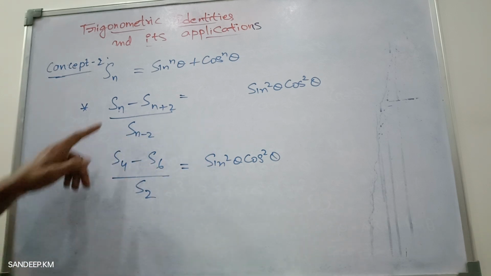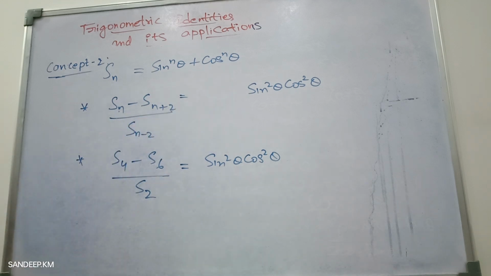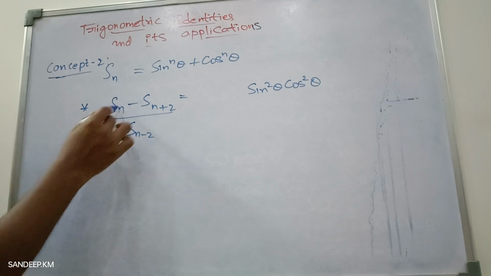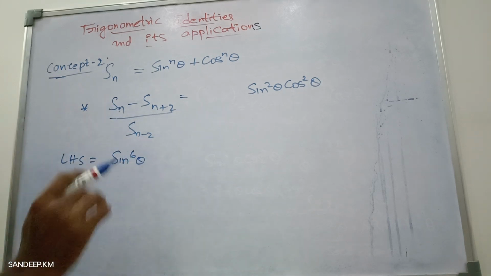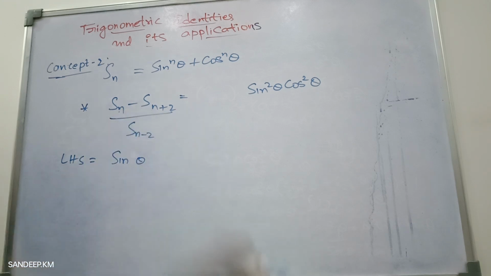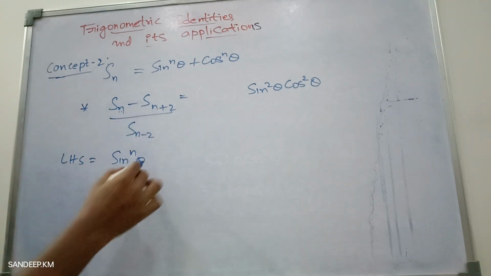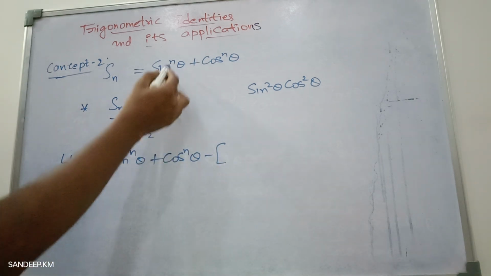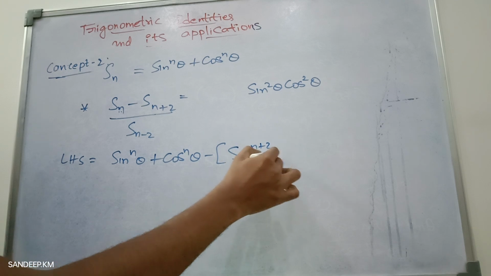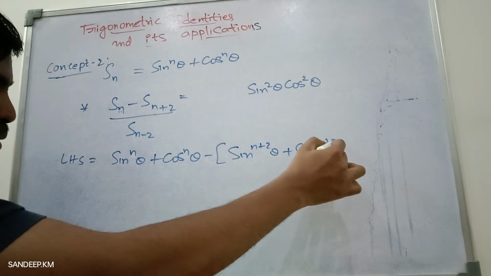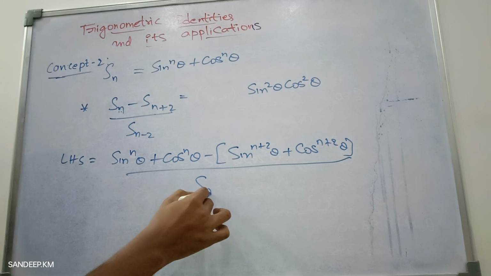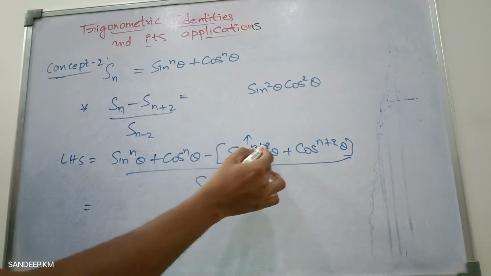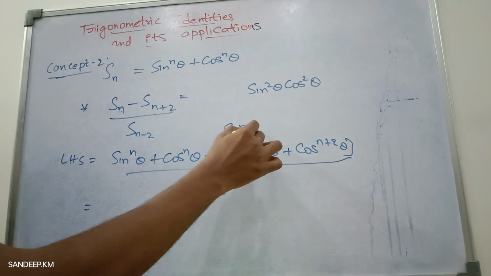Now let me prove that this is equal to sin square theta cos square theta always. If you take the LHS here, Sn means sin power n theta plus cos power n theta, minus S suffix n plus 2, which means sin power (n plus 2) theta plus cos power (n plus 2) theta. Let me write S(n-2) as it is, I'll use it later. So dear students, using a power (m plus n), I can write this as a power m into a power n.